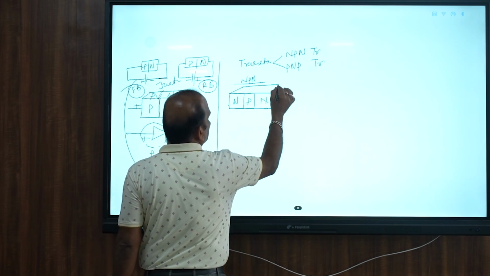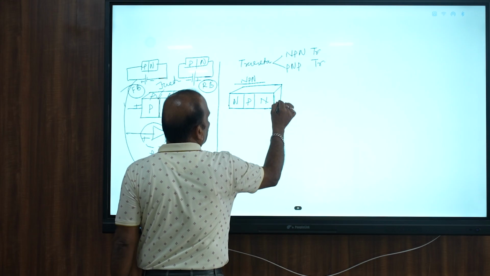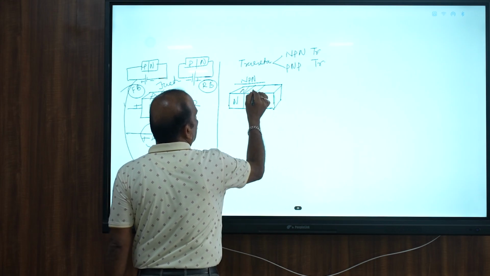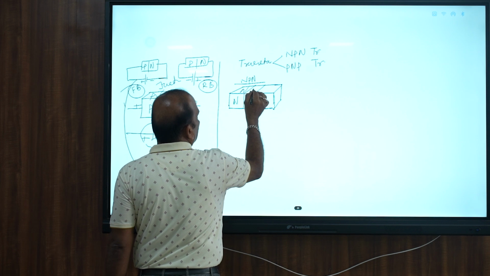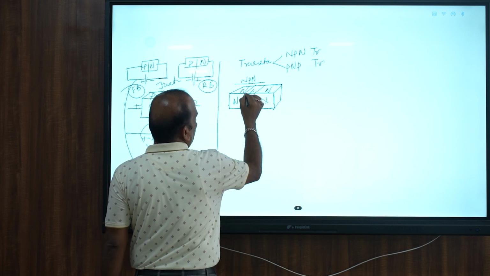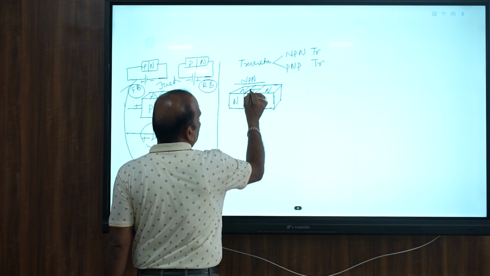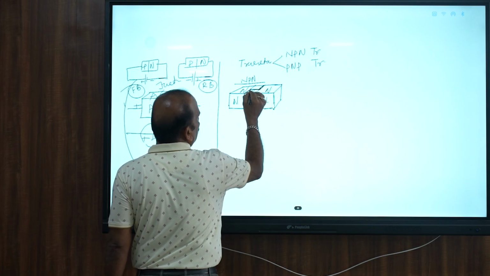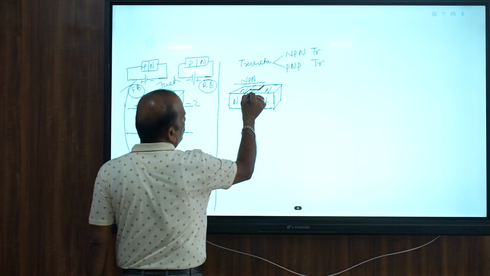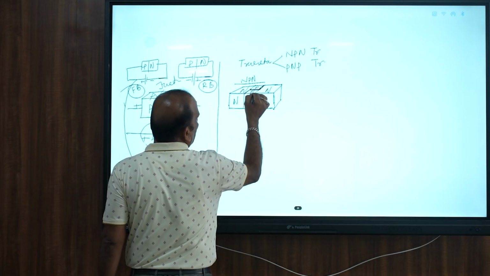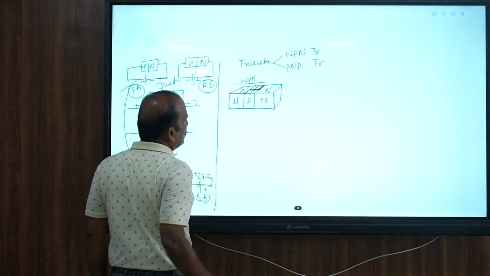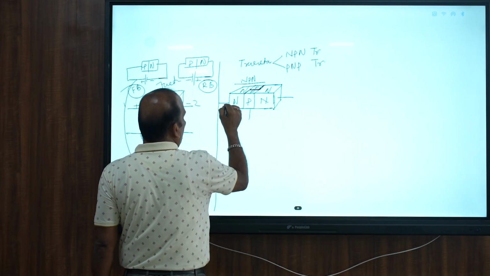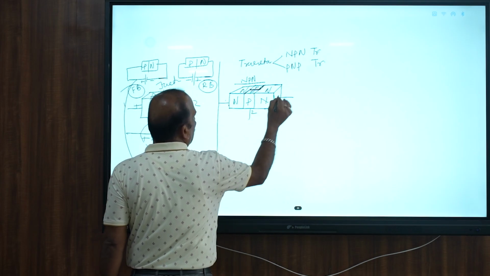If I make it a sectional view, it will look almost like this. This is N, this is P, this is N. If I make a little editing, you see this part has been divided into two parts, one P and another P, that means a half P and a half P. And here the terminals are coming out: one terminal, two terminal, and three terminal.